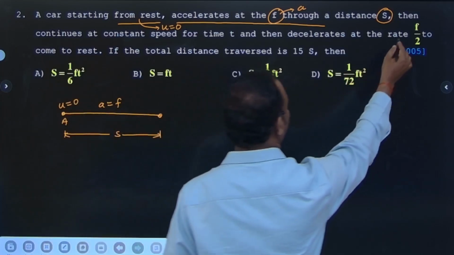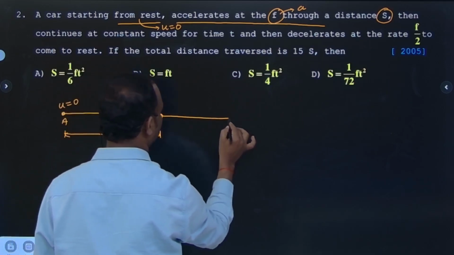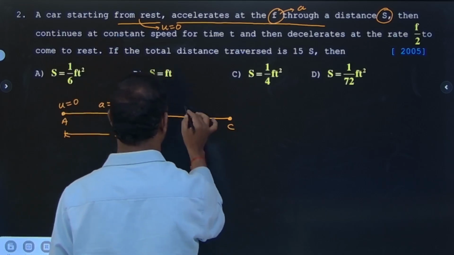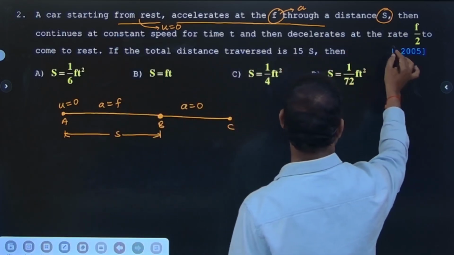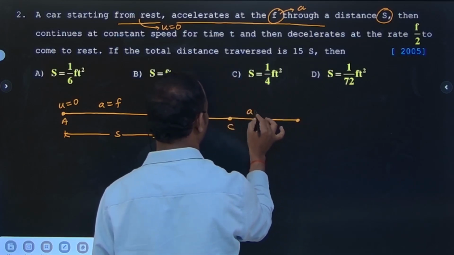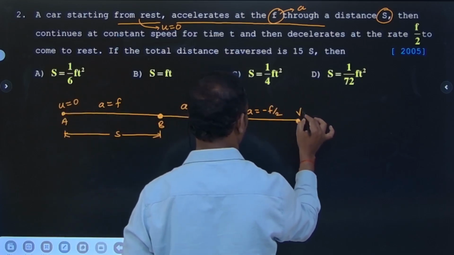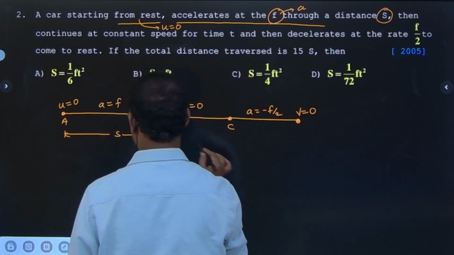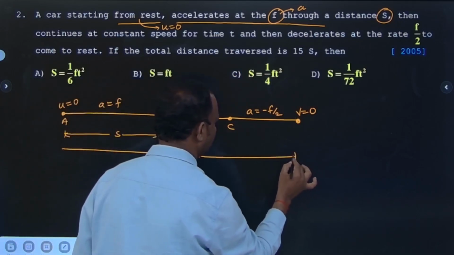Next, it continues with a constant speed, whatever speed it acquires. This is A, B, C. The speed is constant, which means acceleration is equal to 0. Then it decelerates, which means negative acceleration, a is equal to minus f by 2, to come to rest. Its final velocity v is equal to 0. The total distance is given as 15s.